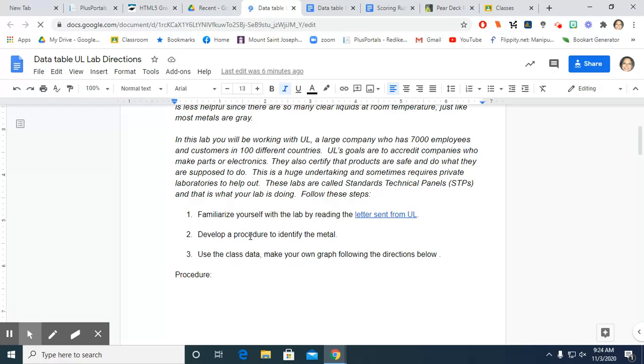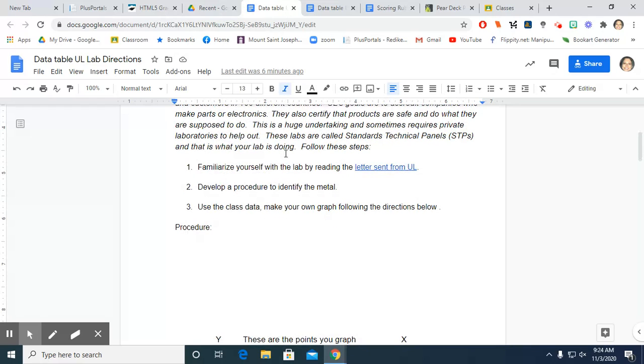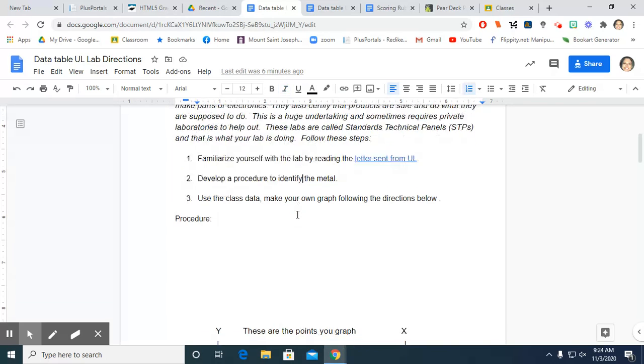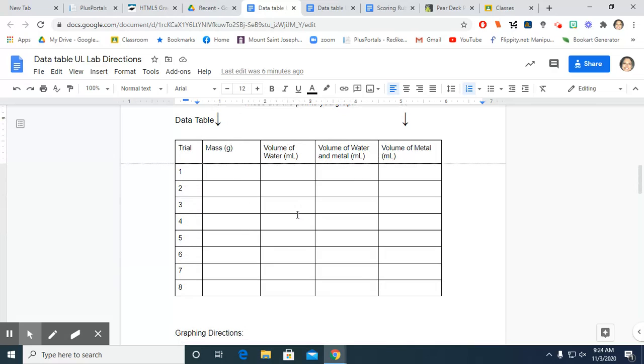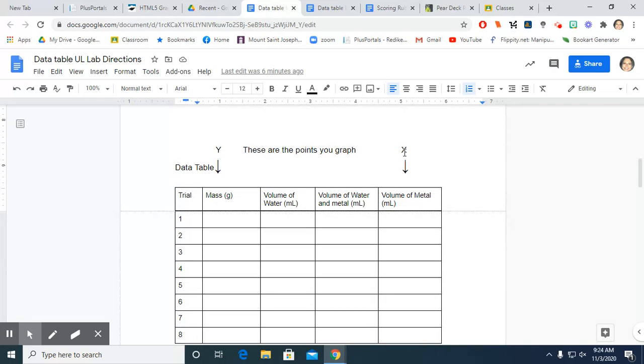And then once you develop a quick procedure with your classmates and collect your data in this data table, you can then start your graph. So make sure you're only graphing the mass and the volume. The volume is on the x-axis. So when you make your table, the first thing you're doing is labeling volume in milliliters and mass in grams.